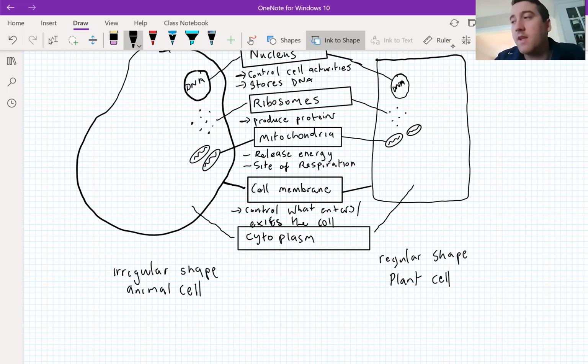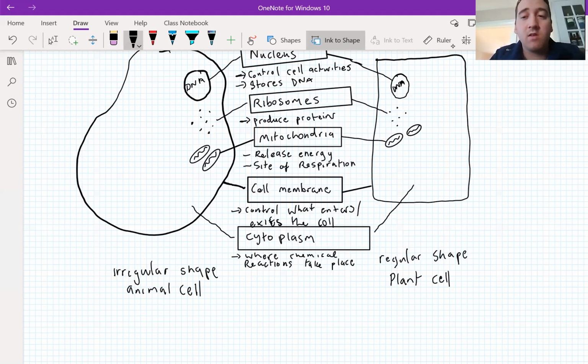The cytoplasm. That's the liquid inside the cell. Its function is that it's where chemical reactions take place. So it's a liquid that chemical reactions can take place in. Loads of chemical reactions have to be happening in your cells at any time to keep us alive, to keep us functioning. So the cytoplasm allows chemical reactions to take place.